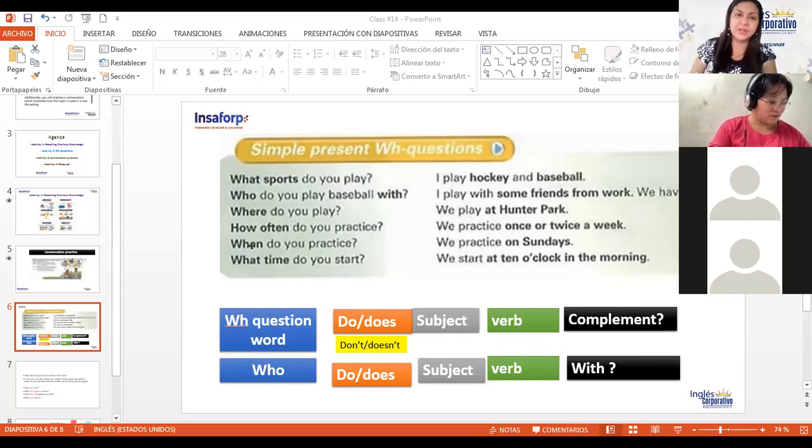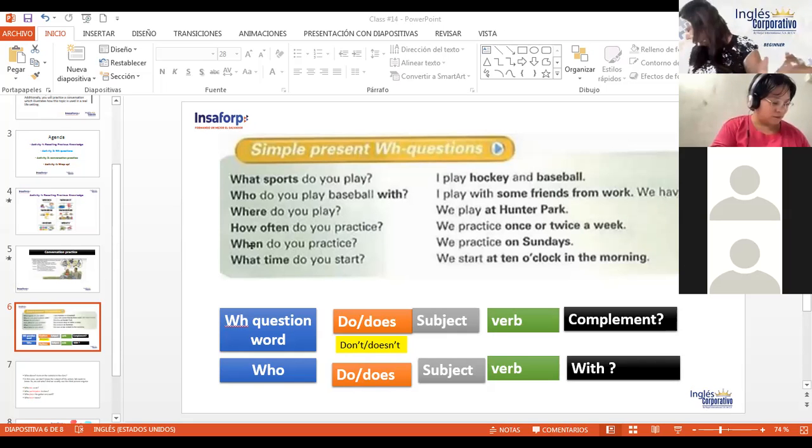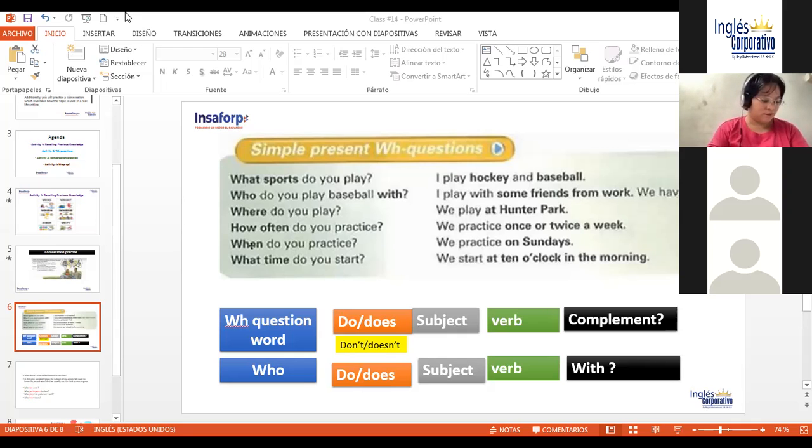Okay, Noemi, we are waiting for your examples. Tatiana. I put them on water. Who do you talk with? Who does your father go to his job with? Oh, who are you going for a walk with?